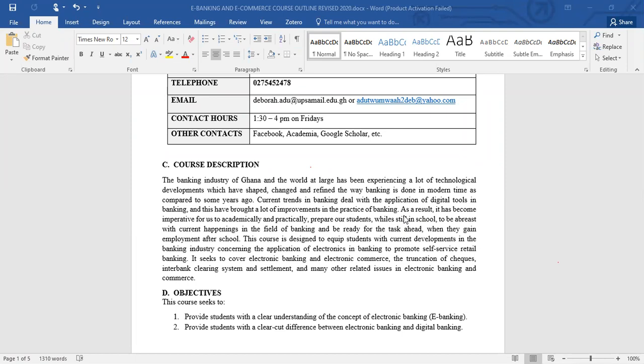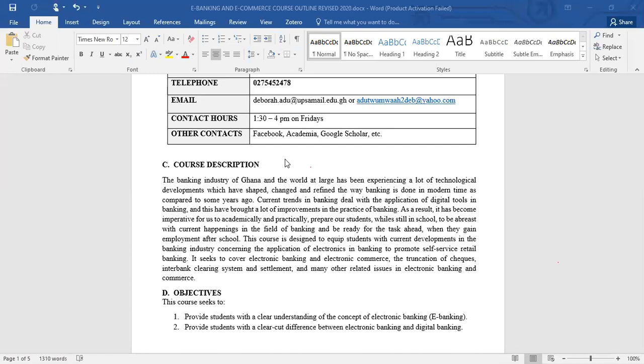So this course is going to equip you with knowledge of the application of electronic banking. It will help you so that when you get employed and you are asked about any of these technologies, you should be able to explain how they work practically and how they can be applied in the practical sense. So that is what electronic banking is all about.